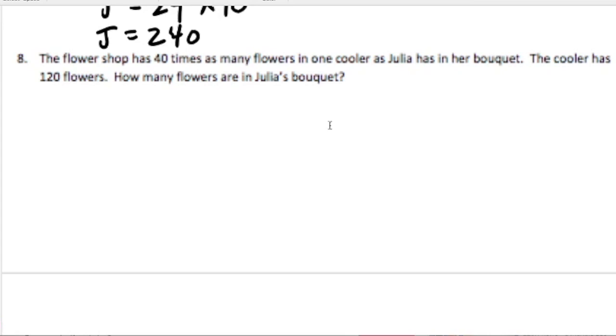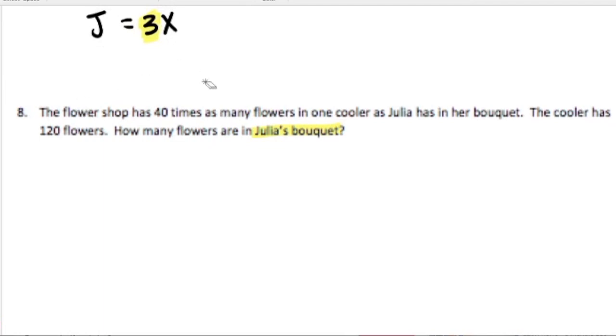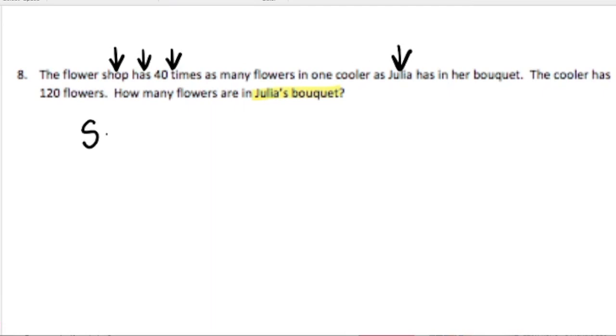All right, so we need to figure out Julia. Can we call Julia J? So we need to figure out how many are in her bouquet. We're going to call her J. I'm going to erase this from the top problem because I'm going to do the same thing. Turn this into a math equation. They tell us the shop, let's call that S, has 40 times as many as Julia. So the shop has 40 times as many as Julia.